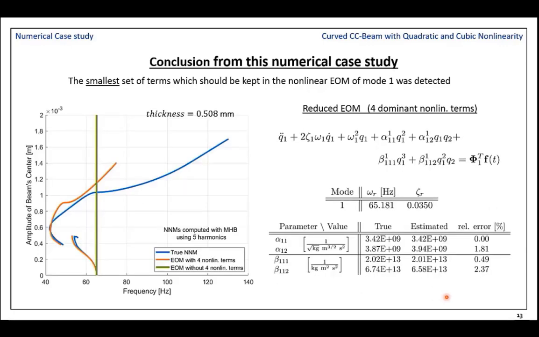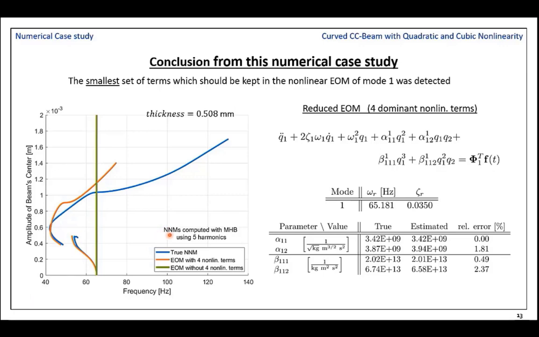To prove that the polynomial terms pointed out by NIXO are dominant in the system, we compare the true NNM, represented here with a blue curve, with the one computed for the EOM with the reduced set of the nonlinear terms, red curve. These NNMs were computed using the MHB algorithm using 5 harmonics.